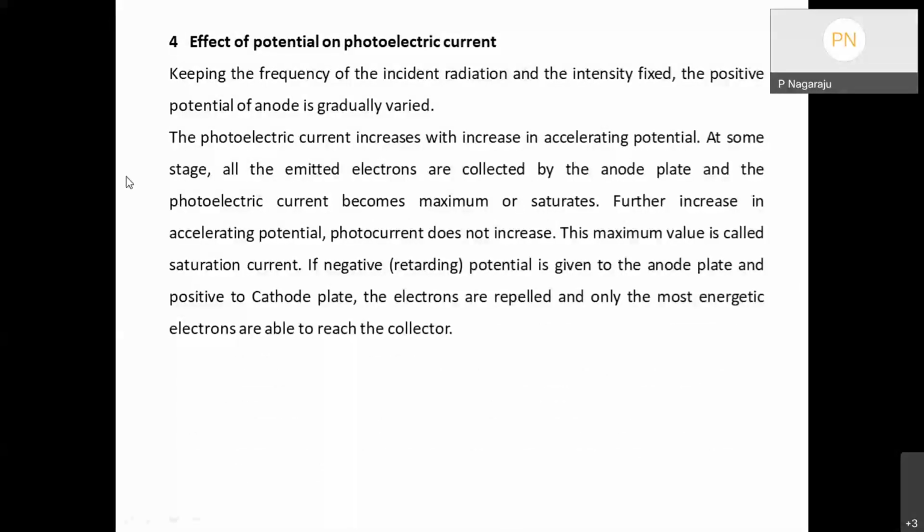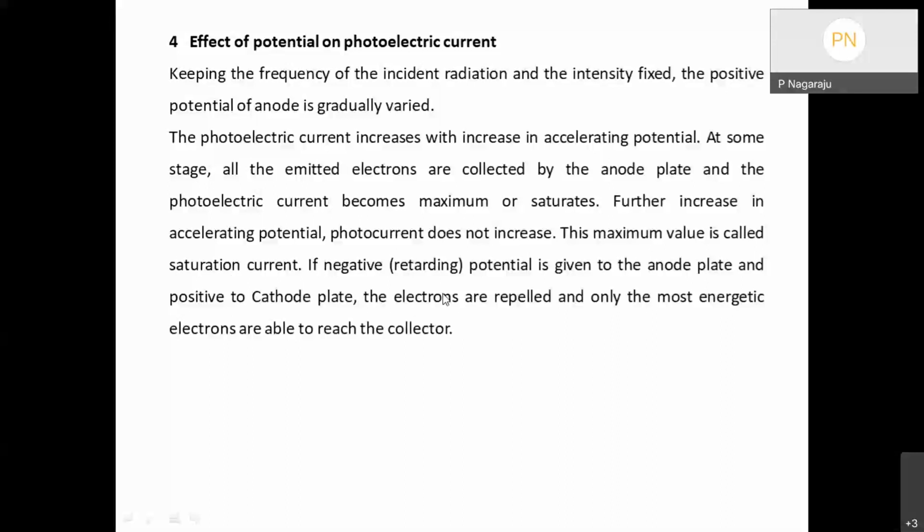And now coming to the effect of potential on photocurrent. So we keep the frequency of the incident radiation and the intensity fixed. The positive potential of the anode is gradually varied, and the photoelectric current increases with increasing potential. With increase in potential, all the emitted electrons are collected by the anode plate, and the photoelectric current becomes maximum or saturated. Further increase in accelerating potential does not increase the photocurrent. This maximum value remains the same. In other words, it reaches the saturation current.